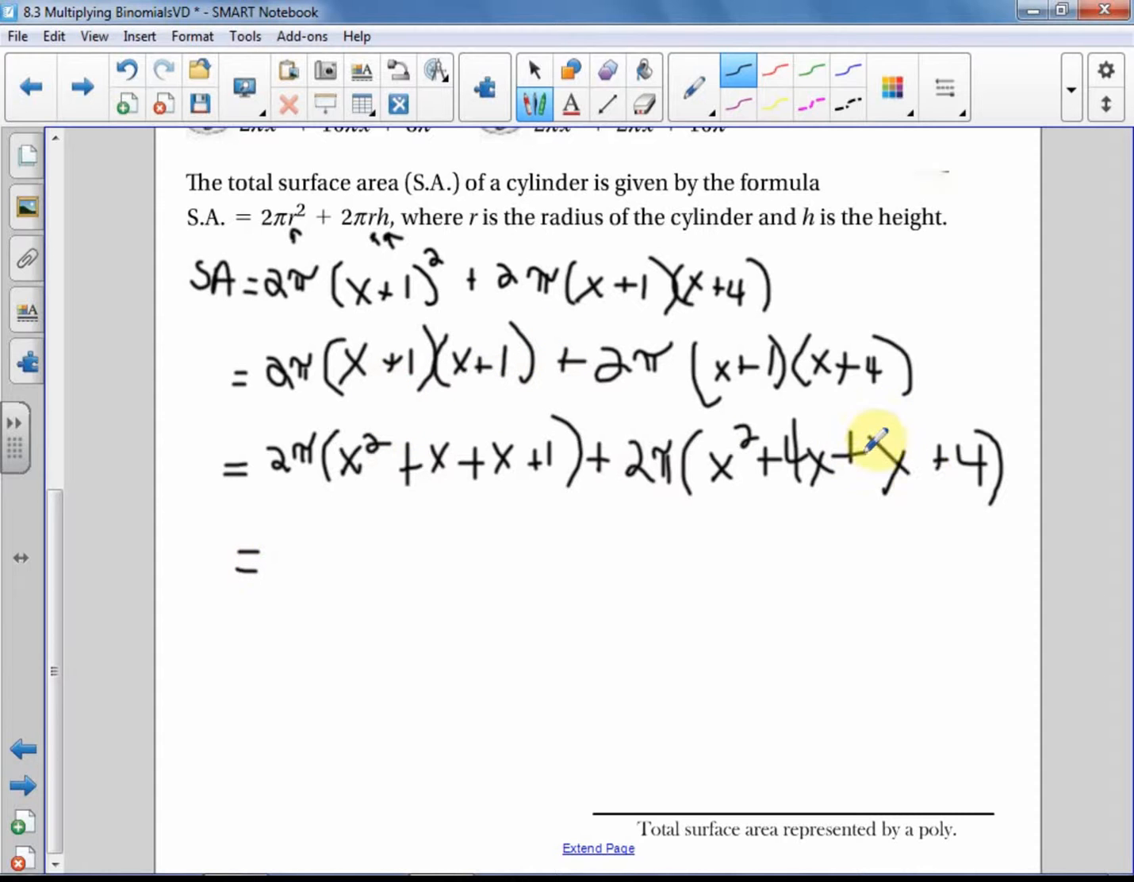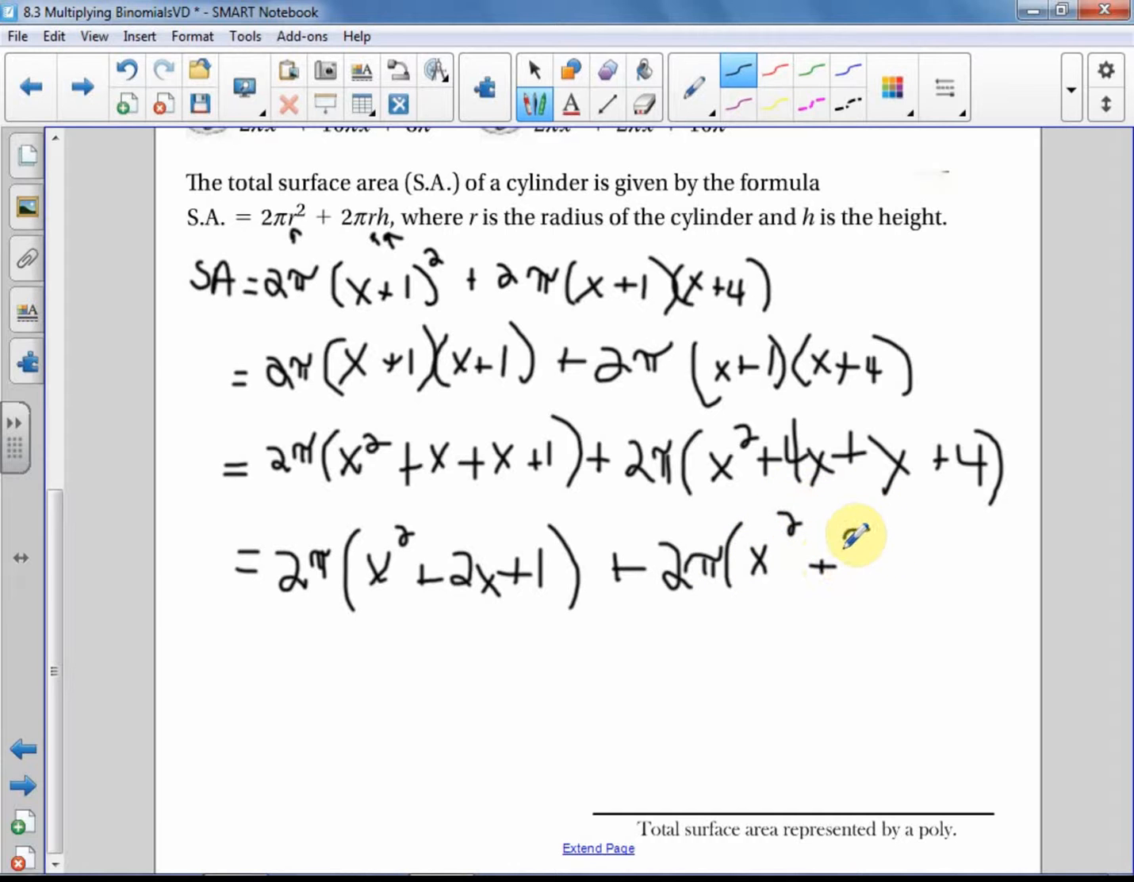Now I'm going to clean up my products. So I'm going to combine like terms and make sure that they are in standard form. So 2 pi times x squared plus 2x plus 1, plus 2 pi times x squared plus 5x, 4x plus x, 5x plus 4.